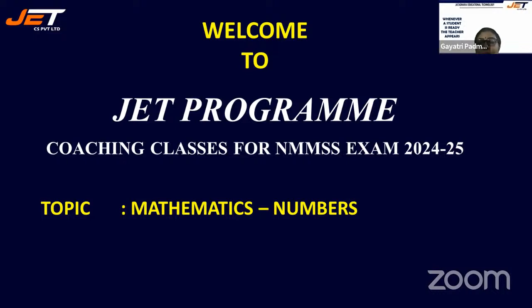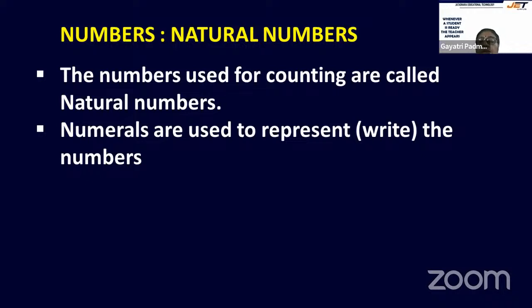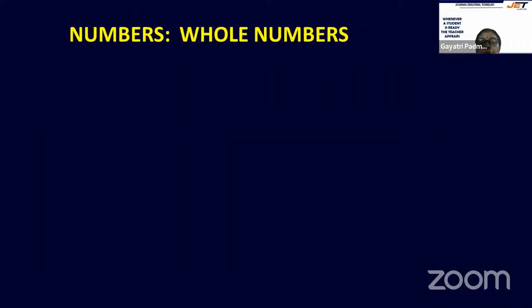Numbers are the real magic in our life, isn't it? Before we go ahead, let us first know about the natural numbers. The numbers used for counting are called natural numbers. Numerals are used to represent, that is, to write the numbers. So what are natural numbers? It starts from 1, 2, 3, 4 until infinity, that is, till whatever number exists. These are called the natural numbers.